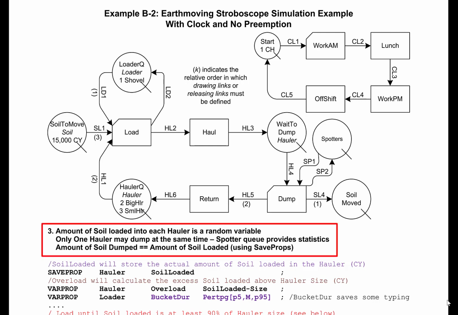The third model, for example B2, is shown on this page. In the third model, the amount of soil loaded into each hauler is a random variable. As a result, we need to construct a mechanism by which each hauler will know exactly how much soil was loaded into that hauler so that it will dump exactly that amount of soil into the queue soil moved.